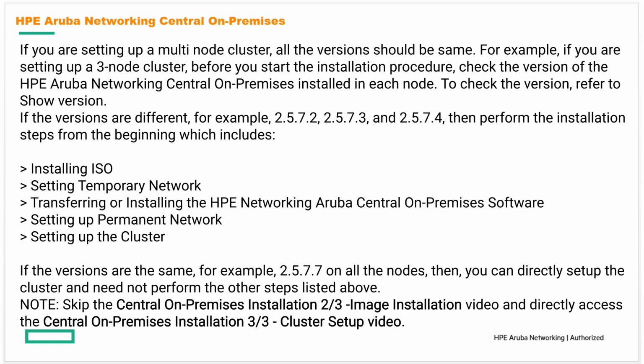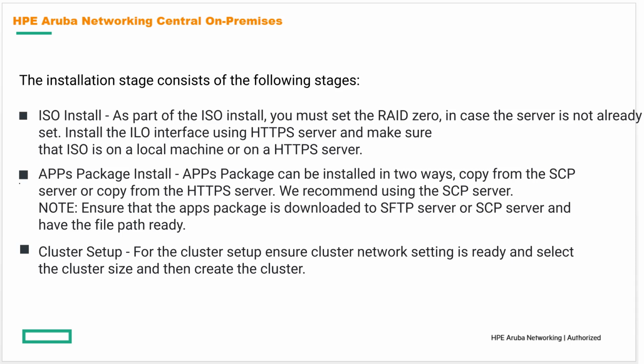The installation stage consists of the ISO install, the apps package install, and the cluster setup. As part of the ISO install, you must set RAID 0, in case the server is not already set. Install the iLO interface using an HTTPS server and make sure that the ISO is on a local machine or on an HTTPS server. After this, you will install the apps package.